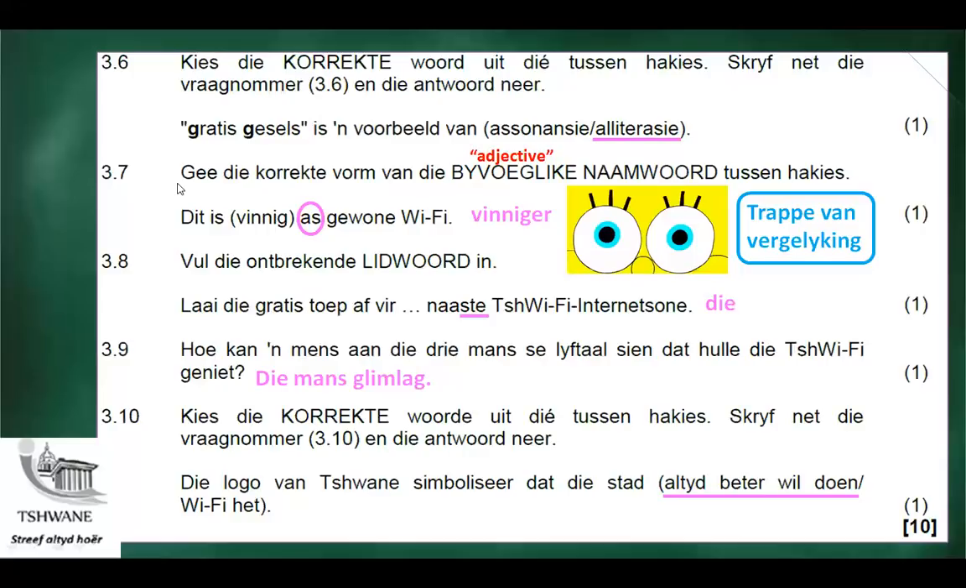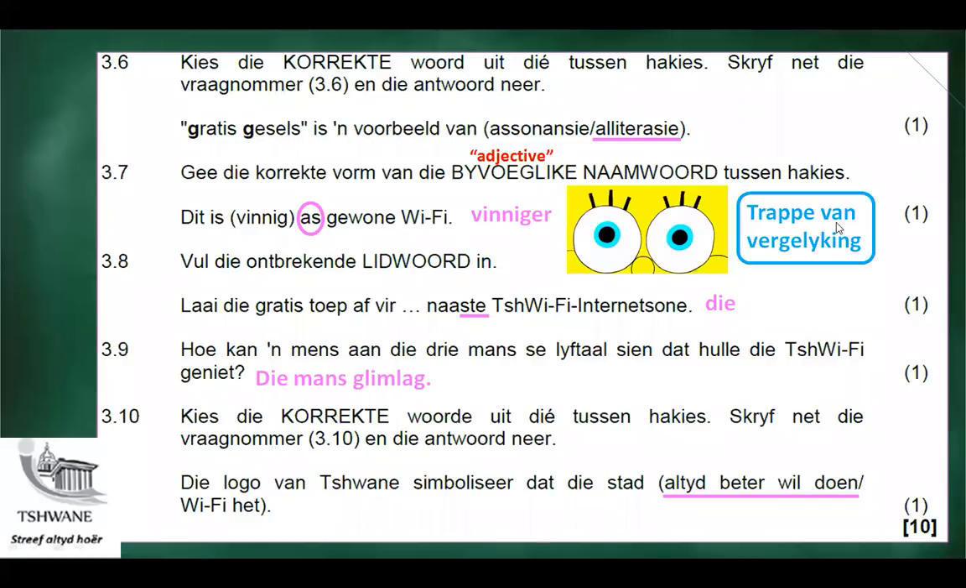3.7 vraag, gee die korrekte vorm van die byvoeglike naamwoord tussen hakies. So byvoeglike naamwoord is 'n adjective. Nou, kyk, ek het vir so 'n stukkie gesit met groot oë. Look at the sentence to determine what you have to do. Dit is vinnig as gewone wifi.